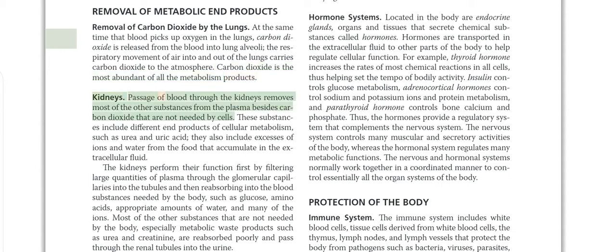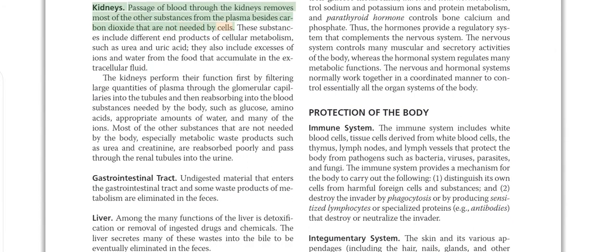Kidneys. Passage of blood through the kidneys removes most of the other substances from the plasma besides carbon dioxide that are not needed by cells. These substances include different end products of cellular metabolism, such as urea and uric acid. They also include excesses of ions and water from the food that accumulate in the extracellular fluid. The kidneys perform their function first by filtering large quantities of plasma through the glomerular capillaries into the tubules and then reabsorbing into the blood substances needed by the body, such as glucose, amino acids, appropriate amounts of water, and many other items. Most of the other substances that are not needed by the body, especially metabolic waste products such as urea and creatinine, are reabsorbed poorly and pass through the renal tubules into the urine.